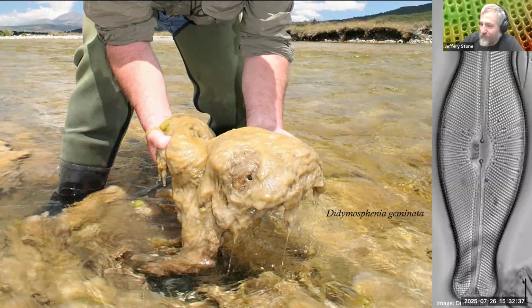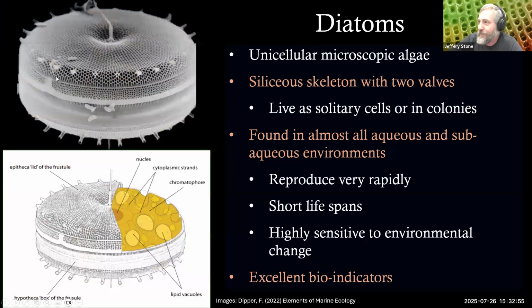And while they might look hideous in this sort of hand sample format, when we start to look at them in the light microscope or in the scanning electron microscope especially, they have very beautiful forms. And so they're a charismatic group of microscopic algae. Diatoms are characterized by being unicellular and having a siliceous skeleton that has two valves, so two halves that normally are articulated. When the diatom dies, they sometimes disarticulate.